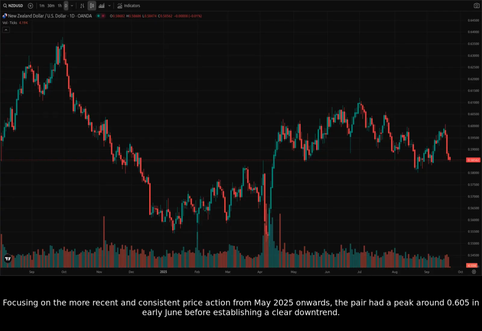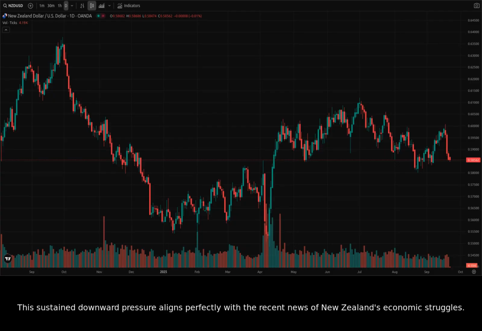Focusing on the more recent and consistent price action from May 2025 onwards, the pair had a peak around 0.605 in early June before establishing a clear downtrend. This sustained downward pressure aligns perfectly with the recent news of New Zealand's economic struggles. We can see the price attempting to hold a key support level, which is becoming increasingly critical.